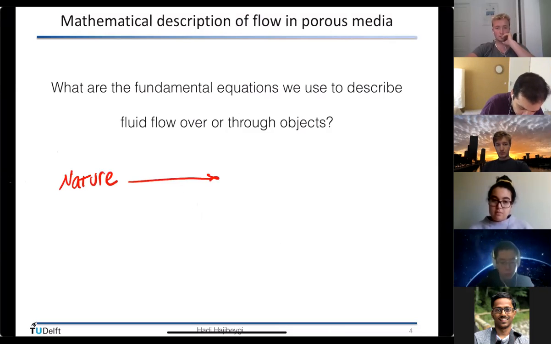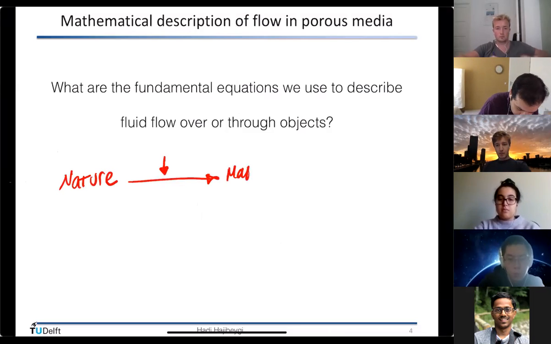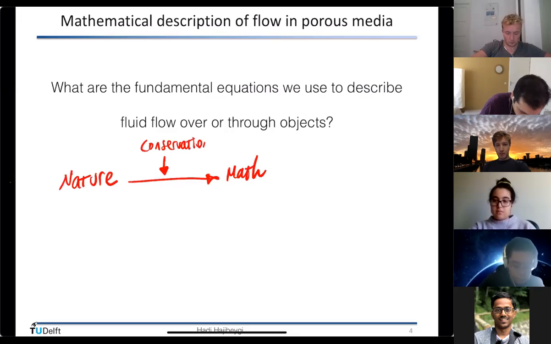When I want to describe PDEs, partial differential equations, to describe the system properties, there is a major help that I will receive to translate nature into mathematics and engineering. I use conservation laws. Those help me translate nature into math. So you will be working as engineers in many different disciplines, I mean sectors as well.